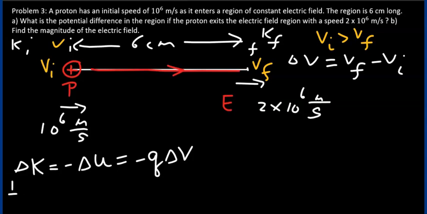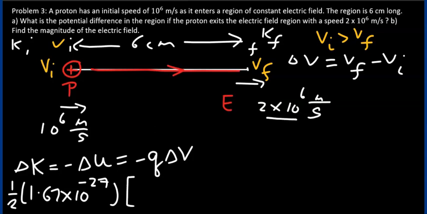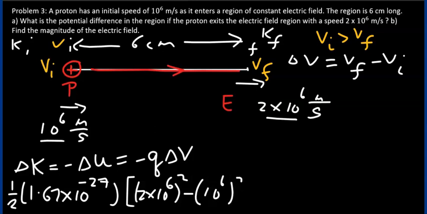So that is half times the mass of the proton. The mass of the proton is 1.67 times 10 to the power minus 27 kg. The final speed is 2 million meters per second. So you have to square that, 2 times 10 to the power 6 squared, minus the initial speed, which is 10 to the power 6. And don't forget to square that, you're computing kinetic energy.